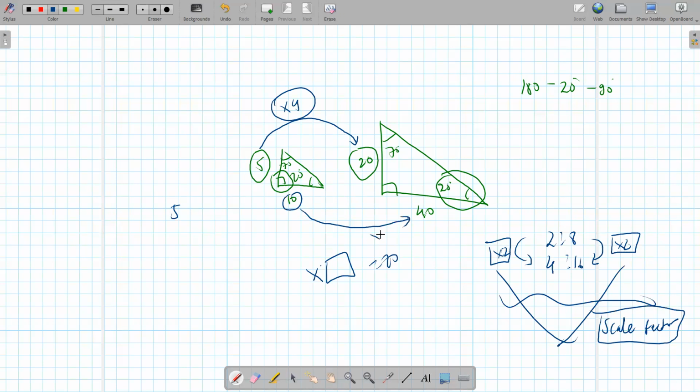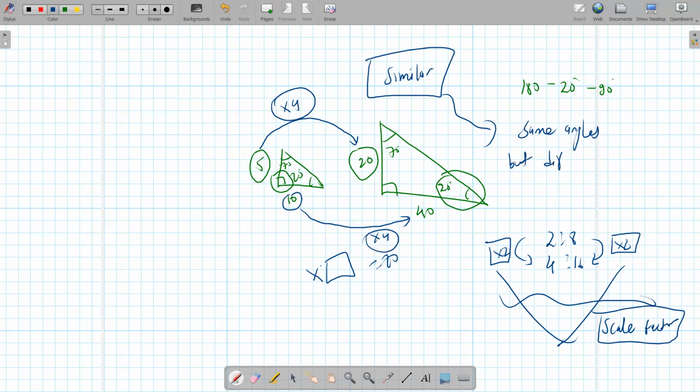You see that? So these two triangles, they have the same angles, but they don't have the same size. So this means that these two triangles are similar, okay? Similar, what does that mean? It means same angles, okay, but different size. Cool?